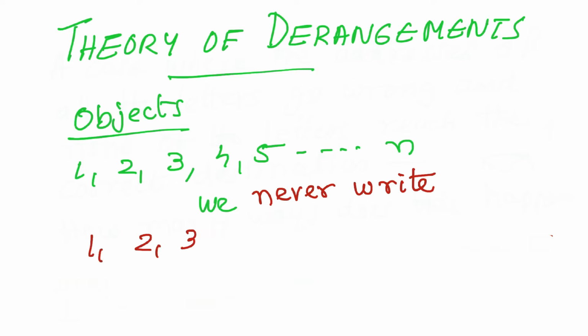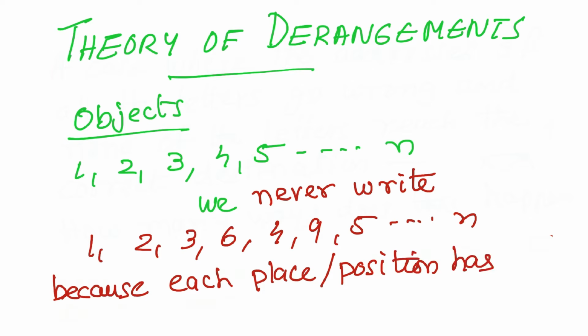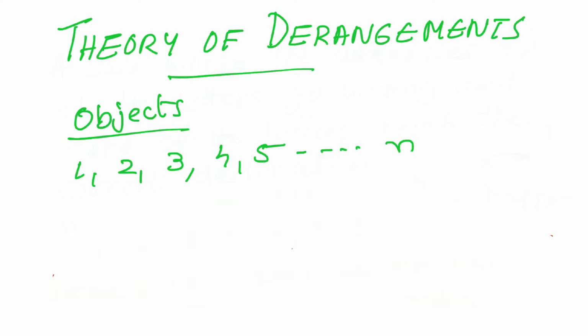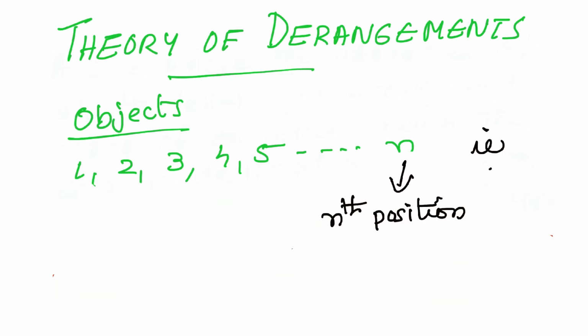Now the key point here is that we never write something like 1, 2, 3, 6, 4, 9. Why? Basically because each integer has a particular position. There's a placement value, a position value for each integer. That's each place, each position has a definite or intended value. That's the meaning of it. So it also means that the second position comes between the first and third, the fourth one should be coming between the third and fifth, and going on to the nth position.